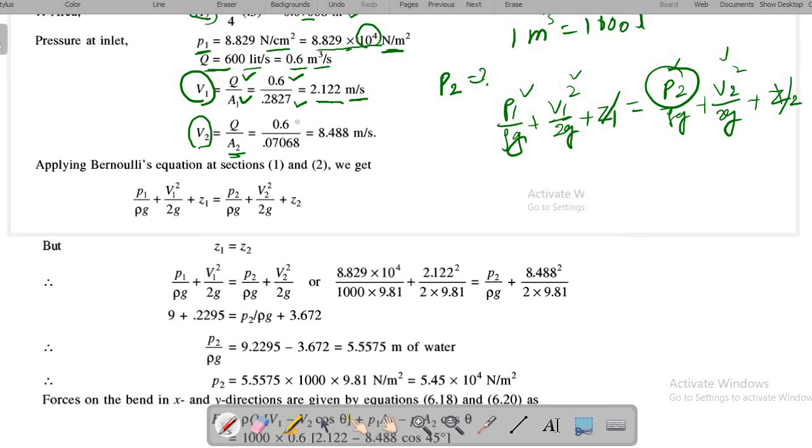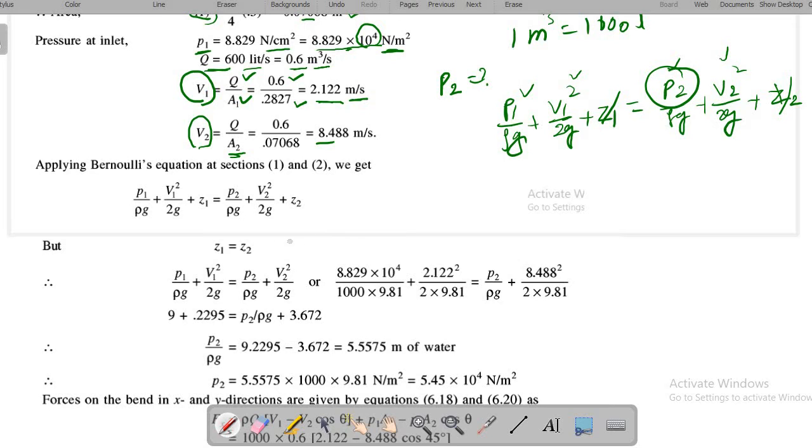V2 is equal to Q divided by A2. Q is 0.6, A2 is 0.07068. So we got it as 8.488 meter per second, as we have substituted Q and A in terms of meter cube per second and meter square respectively. So we are getting V in terms of meter per second.